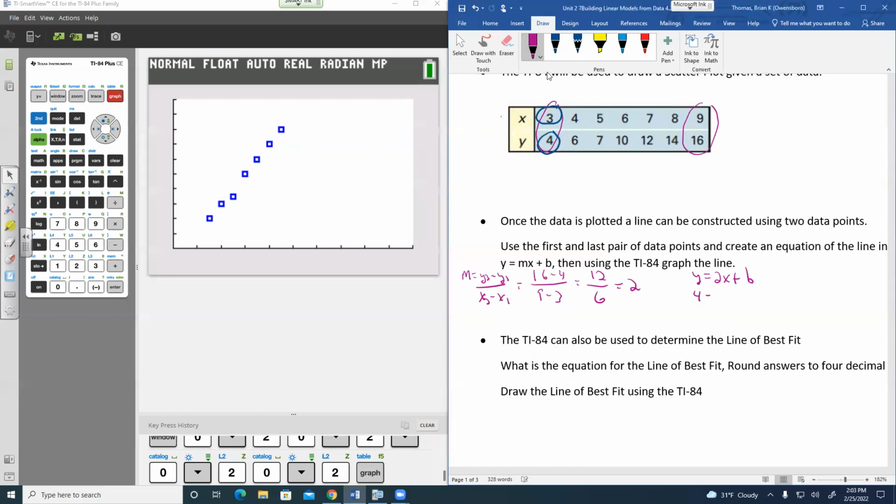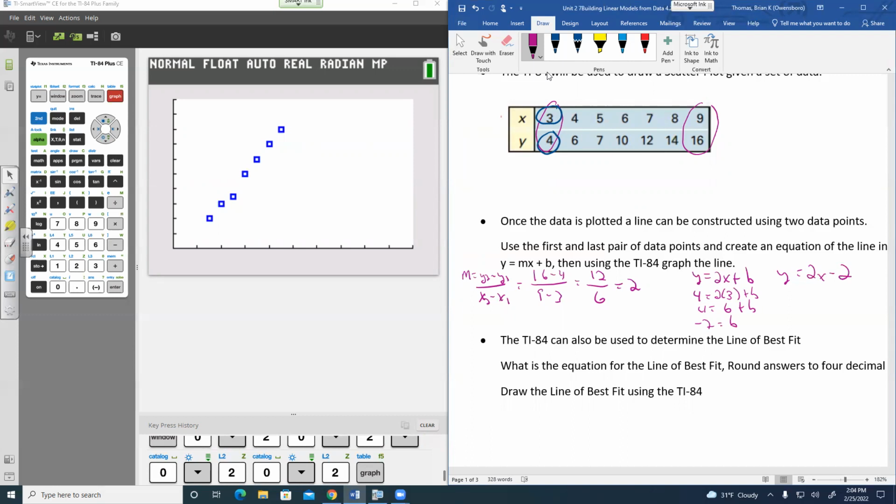So the 4 is going to go in for my y, and I have 2 times 3 plus b. So it's going to be 4 equals 6 plus b. And you have to subtract 6 on both sides. That gives me -2 equals b. So my equation is going to be y equals 2x minus 2. That would be the linear equation.